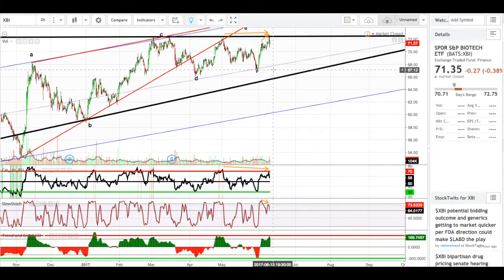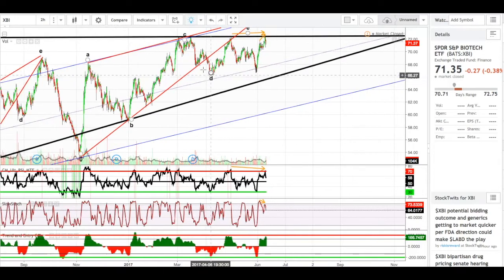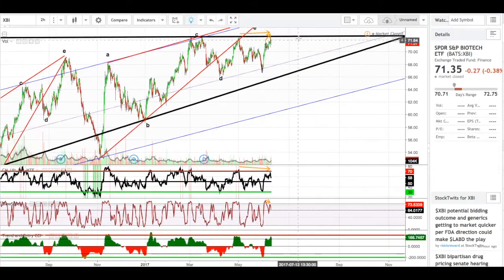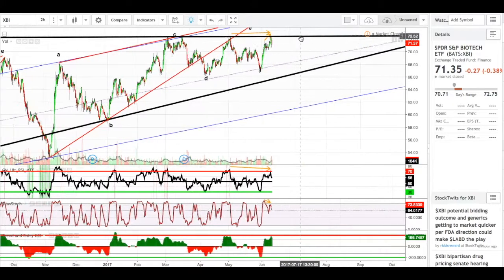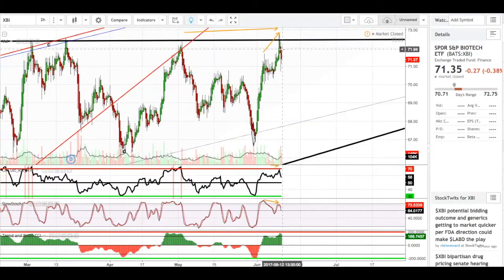Another interesting thing to note is that we have what could be considered a triple top and maybe a quadruple top here, hitting 1, 2, 3, 4 times, marking this as extremely significant resistance right here. And we can see that we were actually rejected pretty hard off of this resistance level right here.